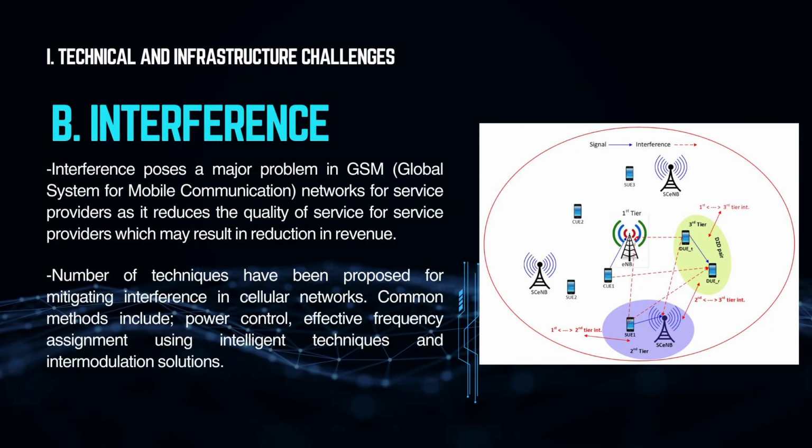Next is the interference. Interference poses a major problem in GSM, or the Global System for Mobile Communication Networks, for service providers, as it reduces the quality of service for service providers, which may result in reduction in revenue. So, dito, ang nangyayari lang ay nagkakahalo-halo na yung mga signal na nare-receive ng receiver. Yung pictures sa gilid, isa yan sa example ng interference.